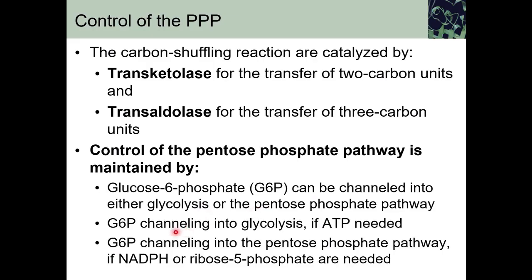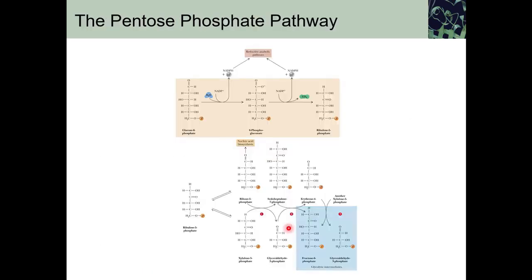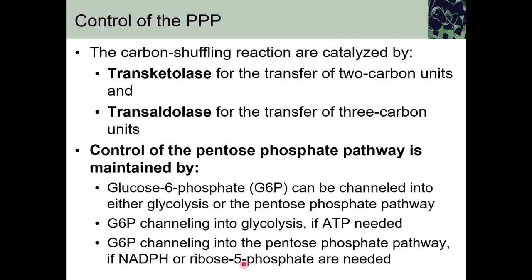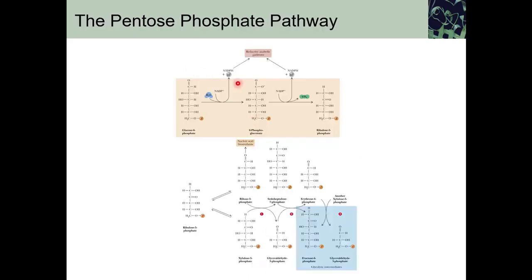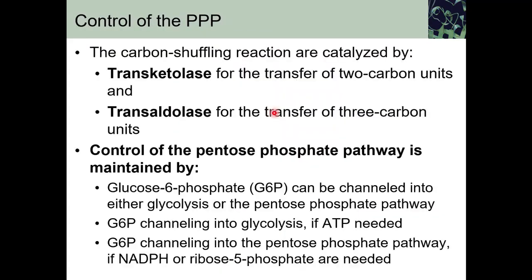Okay, G6P channeling into glycolysis. If ATP is needed, this will not go into the pentose phosphate pathway, but will go into glycolysis. If NADPH or ribose 5-phosphate are needed, then we're going to channel glucose 6-phosphate to the pentose phosphate pathway. Now, I'm not sure if you're familiar with that, but there is a newborn screening.